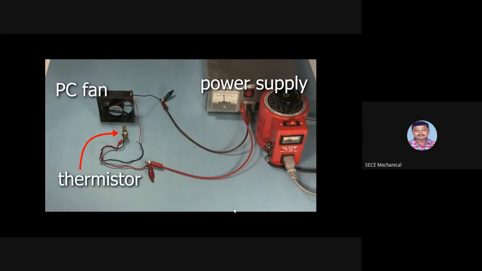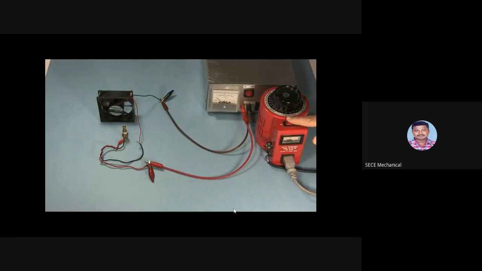Now here it is with the thermistor. The positive from the power supply goes to one end of the thermistor. The other end of the thermistor goes to the positive of the PC fan, and the negative of the PC fan goes back to the power supply. But this time, when I turn on the power supply, the fan doesn't start spinning.